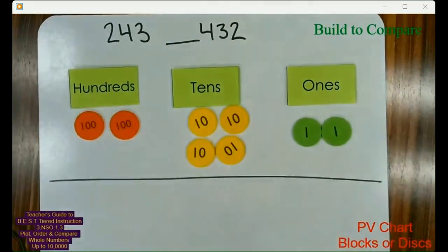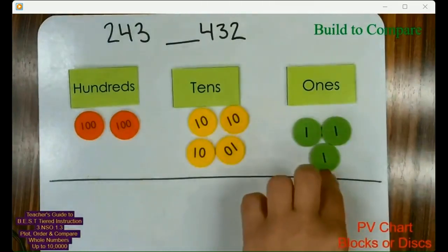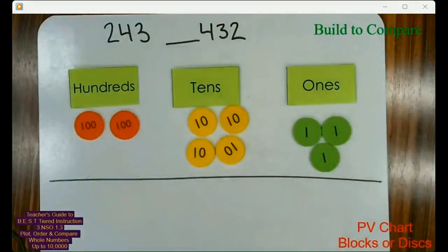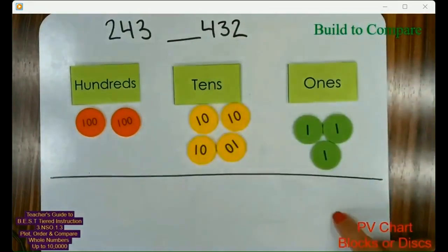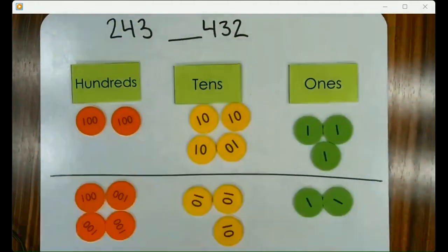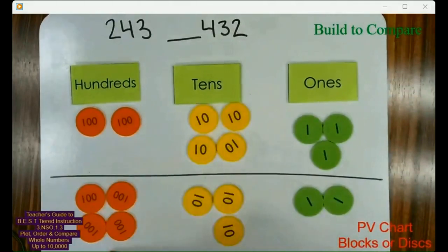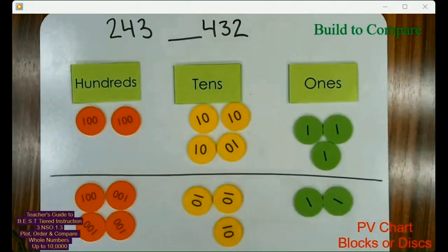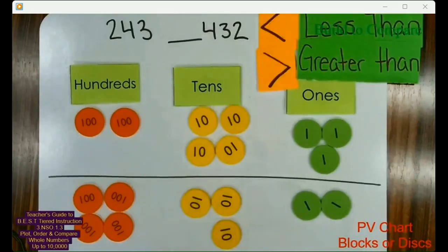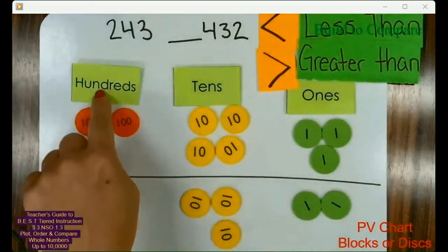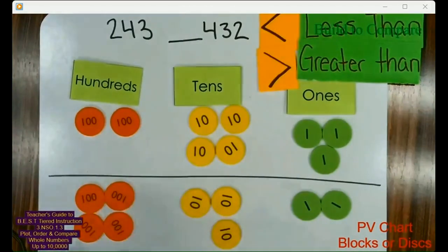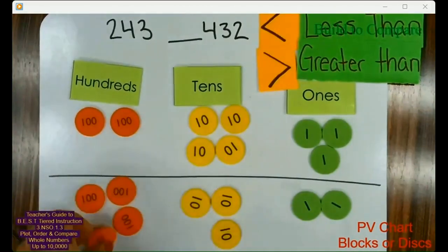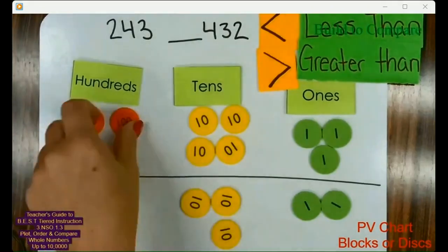Going back to place value, students need to understand when we are comparing numbers, we are comparing the place value within the numbers. Here, students build one number on the top and one number on the bottom to help them compare which one has the most. Some students may start comparing in the ones place, so it's important to use this model to help students compare in the highest place value, which is the hundreds.